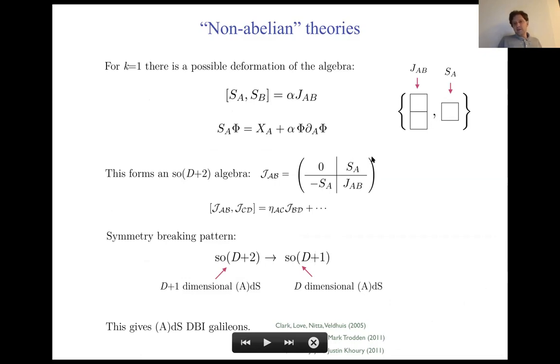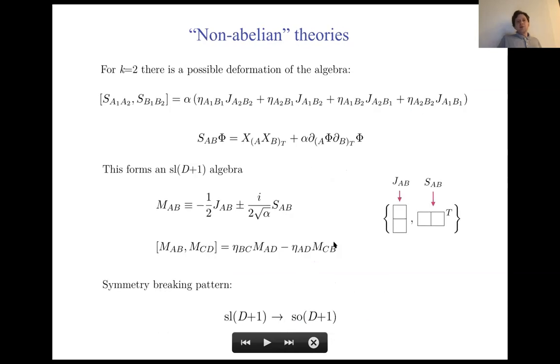If we put these together, we can combine the antisymmetric tensor and the vector into an antisymmetric tensor of one higher dimension, and then we find the algebra is just the AdS algebra of one higher dimension. So what this is realizing is a symmetry breaking pattern of some real form of SO(D+2) down to the AdS algebra SO(D,D+1). This is what gives AdS DBI Galileons, the DBI type theories, which have been written down a long time ago from other considerations.